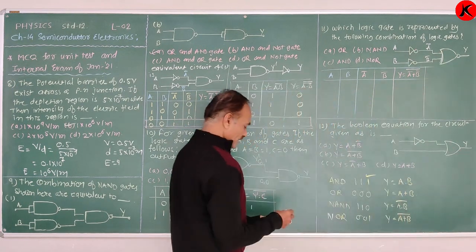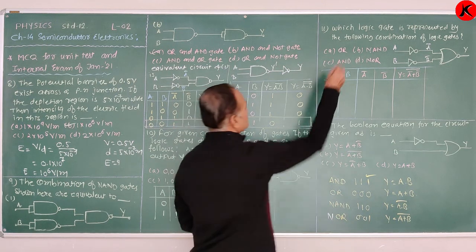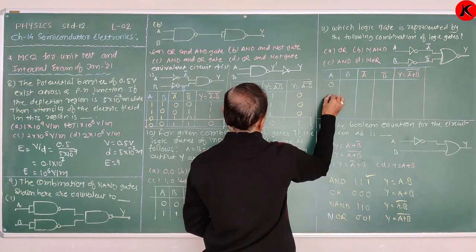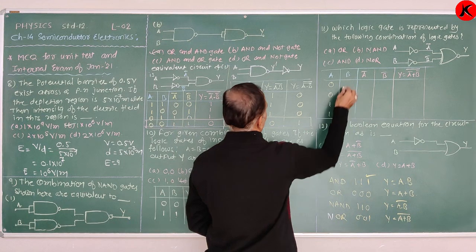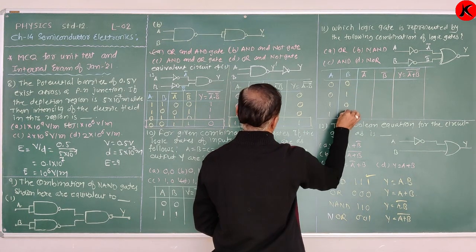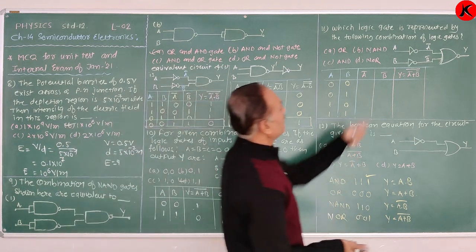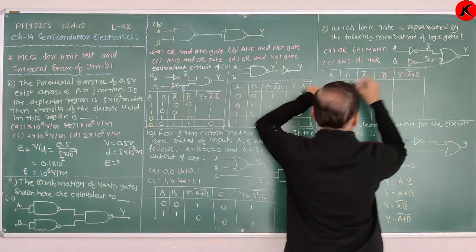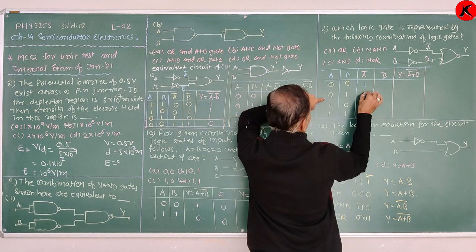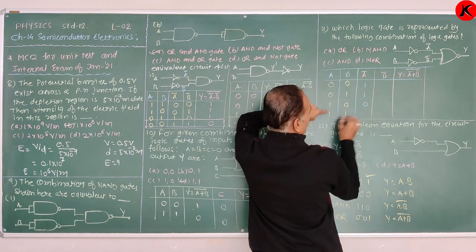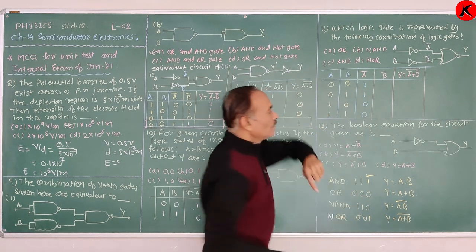Okay. Now the different combinations of the inputs are 0, 0, 1, 1, 0, 1, 0, 1. Now what is the A bar and B bar? A bar is the invert of A. That is 1, 1, 0, 1, 0.